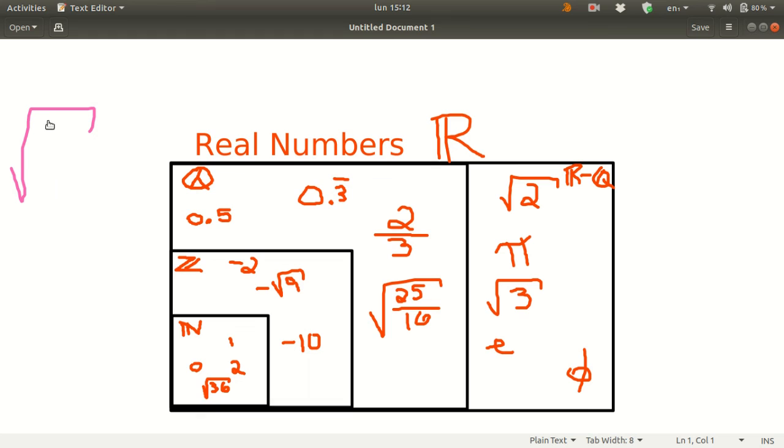Okay, so here's a question for you guys. Where does the square root of 16/4 belong? Well, we can simplify this as 4/2 by taking the square root of the top and the bottom. We can simplify it further by dividing the top and the bottom by 2. We see that this number is equal to 2, which belongs in the set of natural numbers.